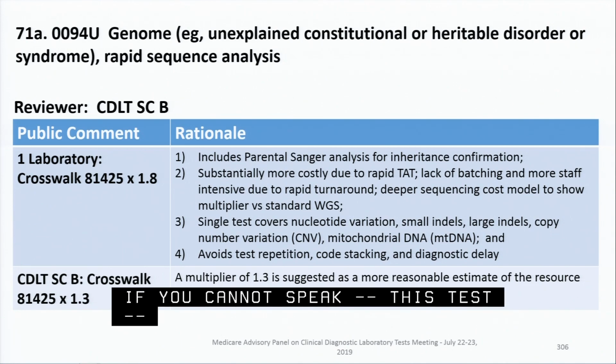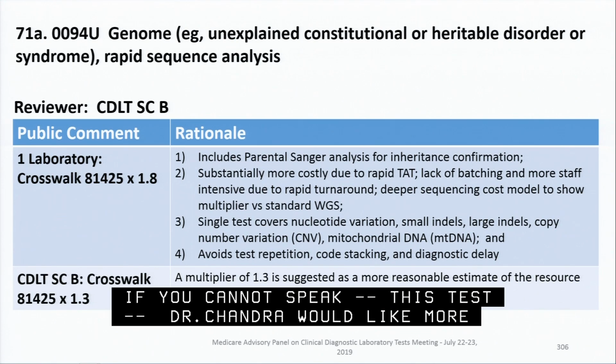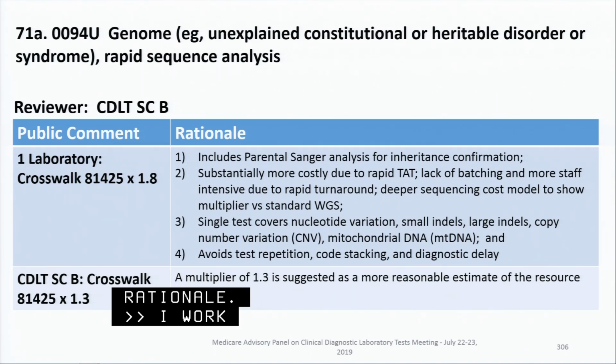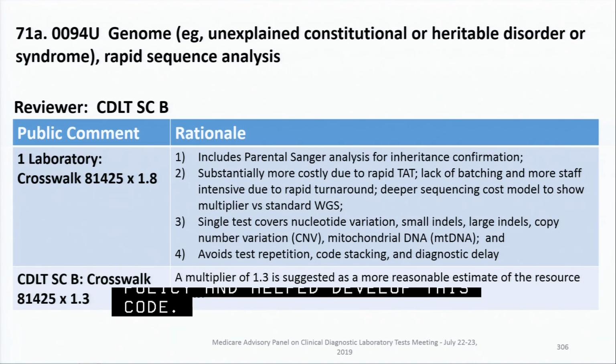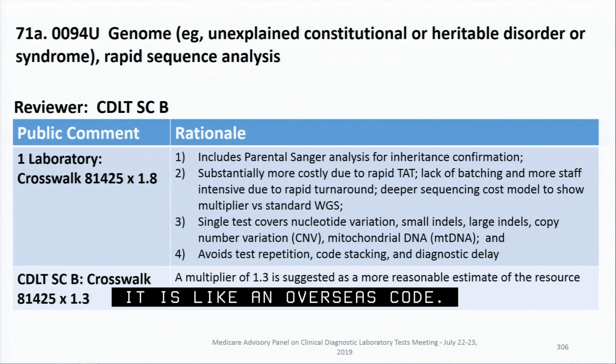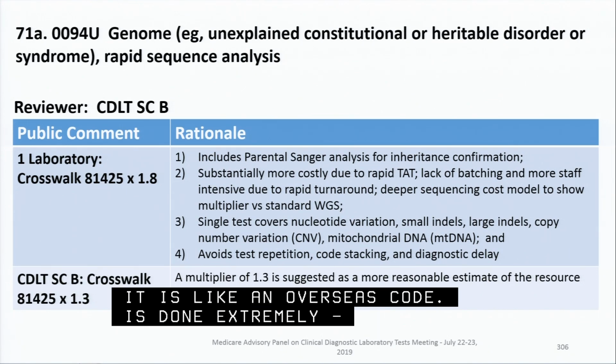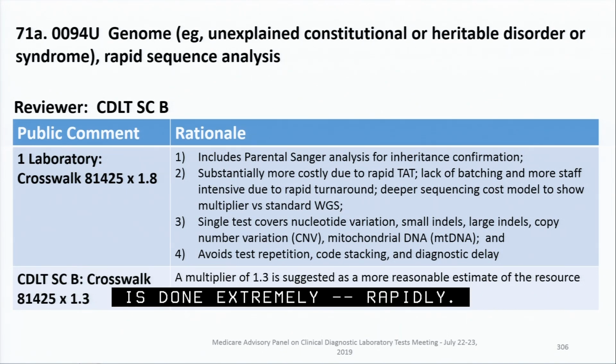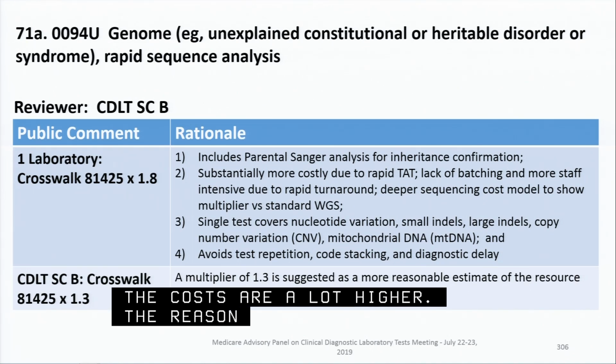Sure. My name's Bruce Quinn. I'm a pathologist. I work full-time on federal policy and helped develop this code. This is an unusual code. It's sort of like an orphan disease code. It's done as extremely rapid genomic sequencing, whereas historically genome sequencing ran on a timetable of many weeks or even over a month. And this is done within as little as 48 to 72 hours, so the costs are a lot higher. The reason that Rady proposed 1.8 is because they had a lot of value and cost justification for that.